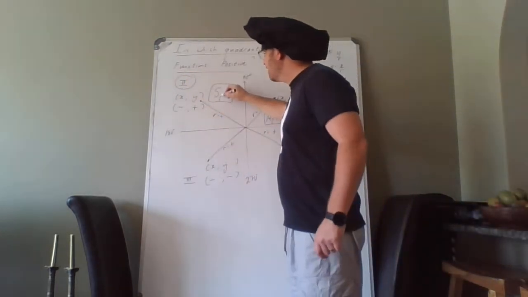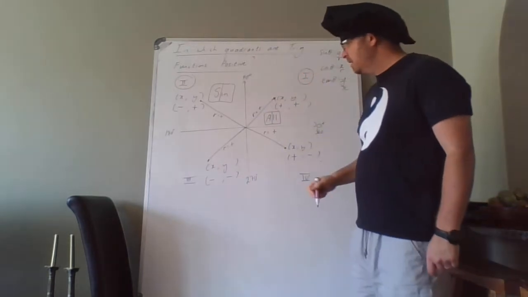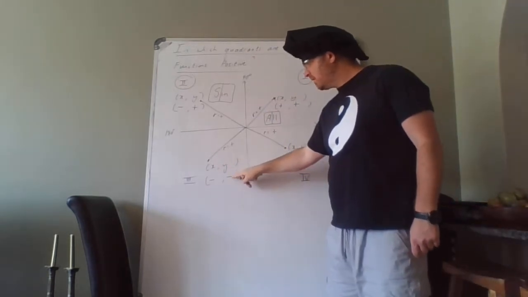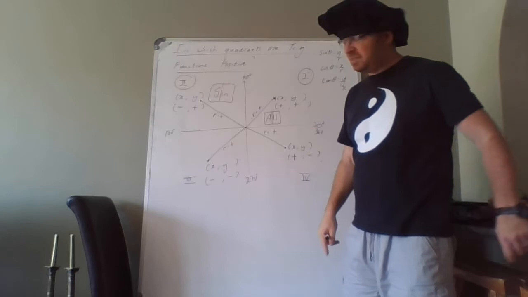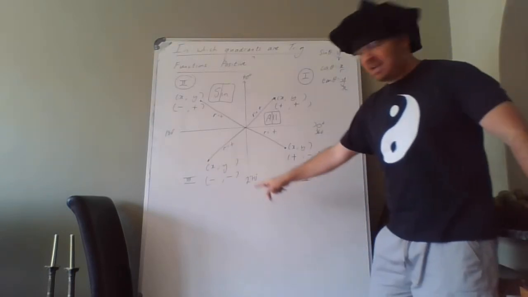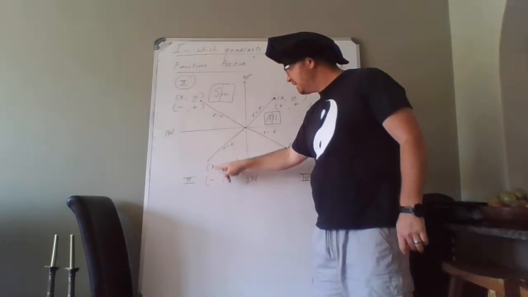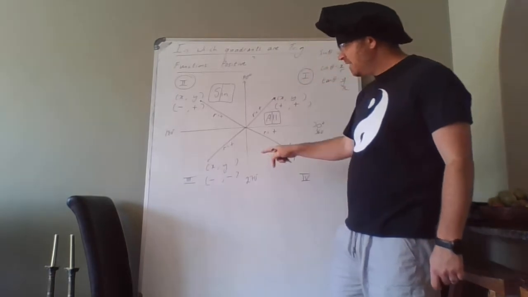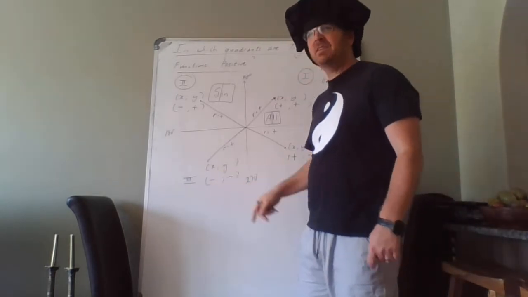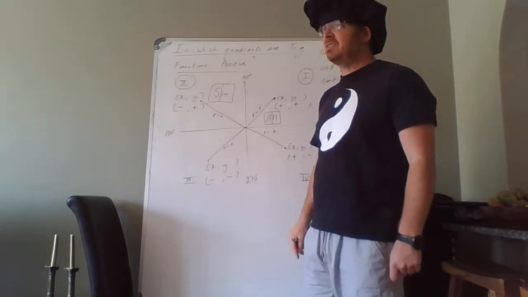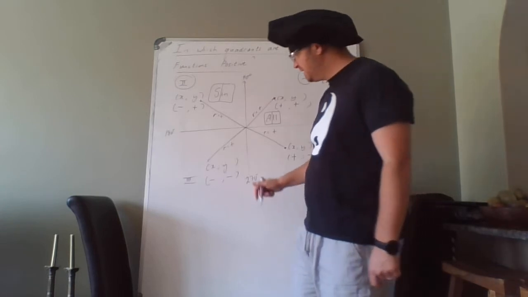Okay? And in quadrant 3, well, sine will be the y-coordinate over the radius, which is negative over positive, which is negative. Cos will be the x-coordinate over the radius, which at this point will be negative over positive, which is negative. However, tan will be a negative divided by a negative, and a negative divided by a negative is a positive. Fantastic.